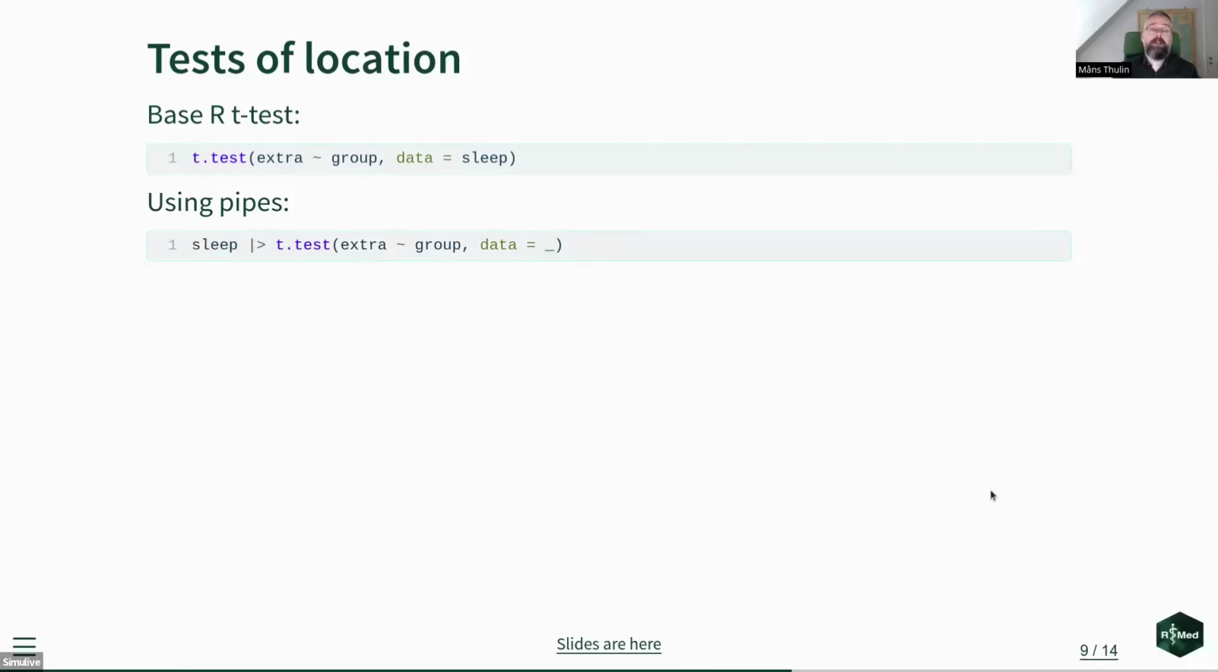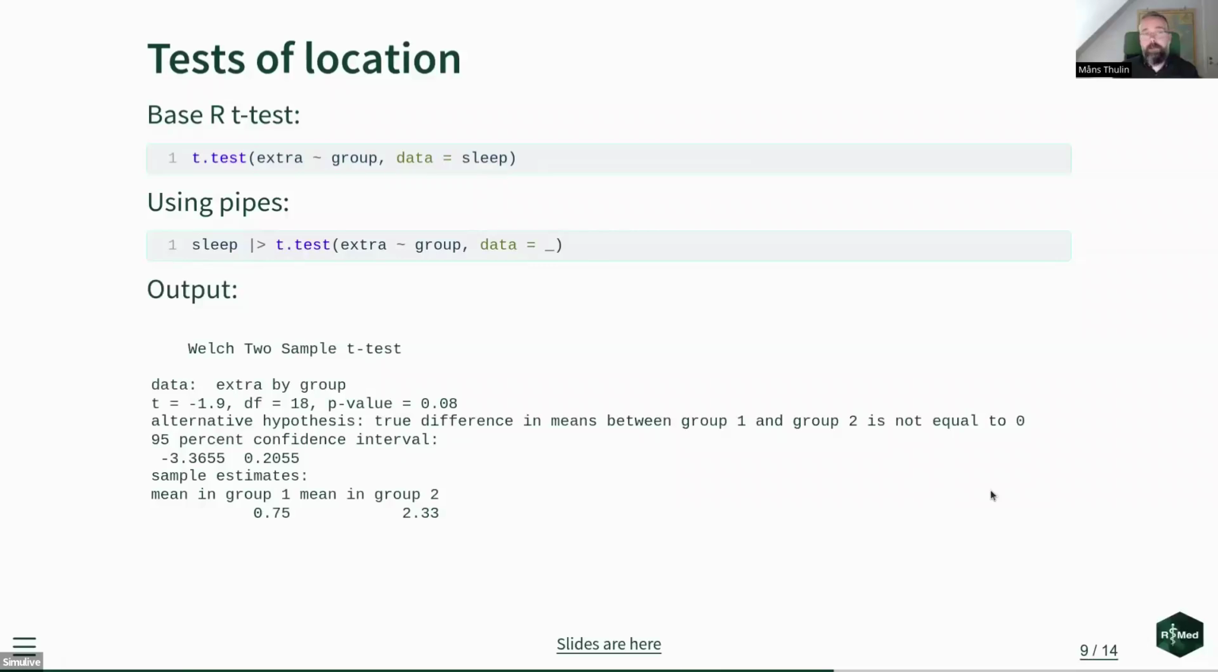Either way, regardless of how you use this, the output will look something like this. A two-sample t-test, p-value is 0.08, and there's a 95% confidence interval for the difference in means between these two groups, and so on. And that's a classical Student's t-test. It relies on the assumption of normality. If you don't have normal data, then, well, maybe it would work if you have balanced group sizes. If you don't, you might be in bigger problems, and so on.